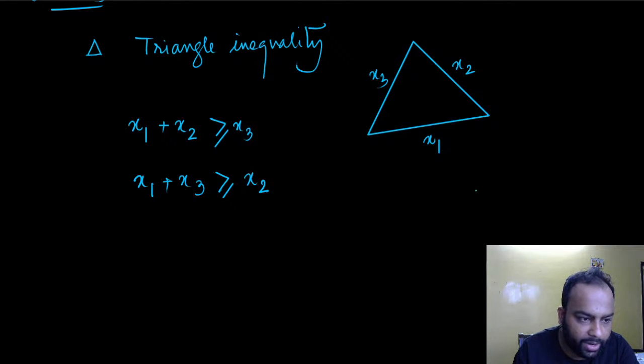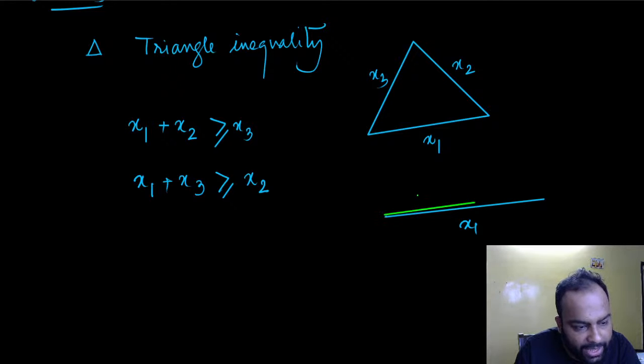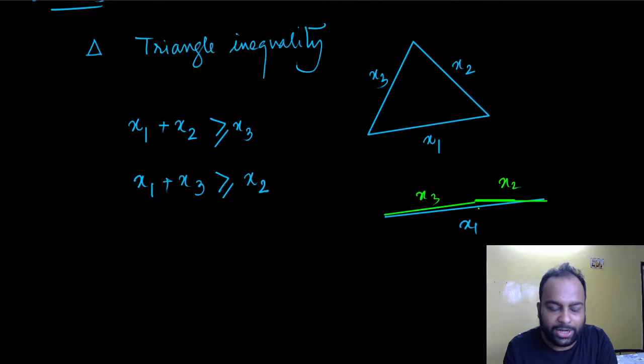You people know that already. Just to give you the terminal case where this is equal: if, for example, x1 is equal to x2 plus x3, in that case this is going to be x1, this is going to be x3, and this is going to be x2, so their sum would be equal to x1. So essentially the points would be collinear, right?